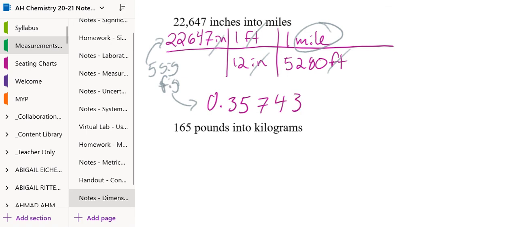.35743, and then the unit, miles. Very good. Don't abbreviate miles with an M. Miles, you can abbreviate MIL, but M is just meters.